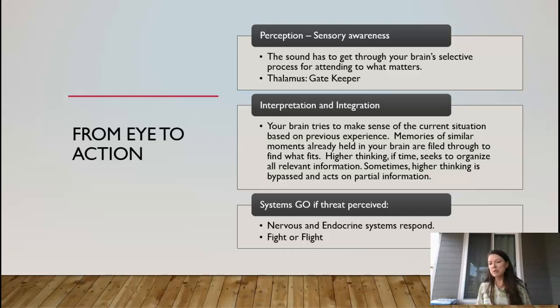So visual stimuli will go to the visual cortex, auditory stimuli will go to the auditory centers, all that kind of stuff, right? So the thalamus is called the gatekeeper, and it gets to determine what you actually perceive as important, and then the brain has to interpret and then integrate that information. So your brain has to make sense of that current situation based on your past experiences.